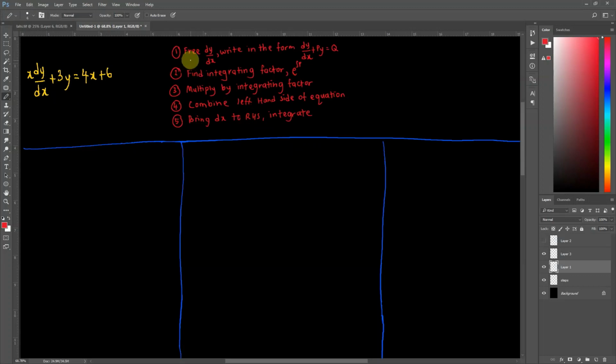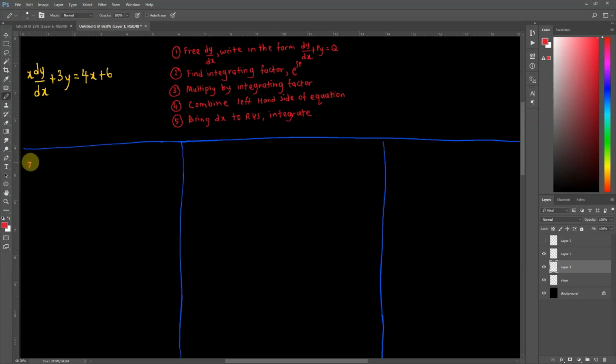So the first step you see here says that we need to free dy/dx. What does it mean by freeing dy/dx? It means that your dy/dx must stand alone. There cannot be a number beside it or a variable or whatever. Here we see our question has x beside it. So how to remove the x? We will multiply by 1 over x.